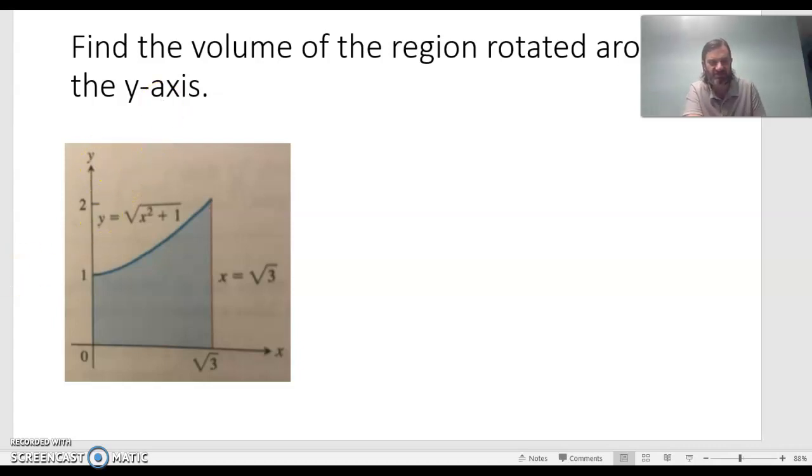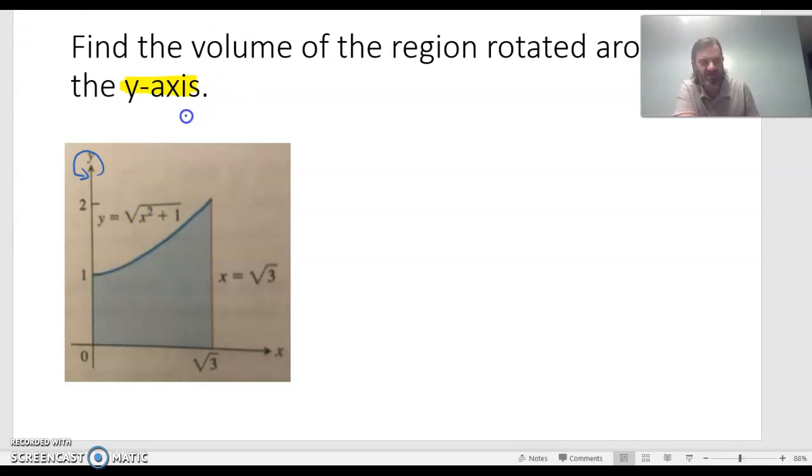So here we have a region, we want to rotate it around the y-axis, so let's make sure we throw that on the graph. Y-axis. The region we have is in the first quadrant. It goes over to x equals square root of 3, and it's under y equals square root of x squared plus 1.